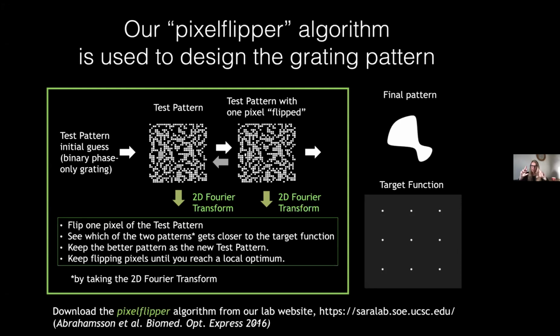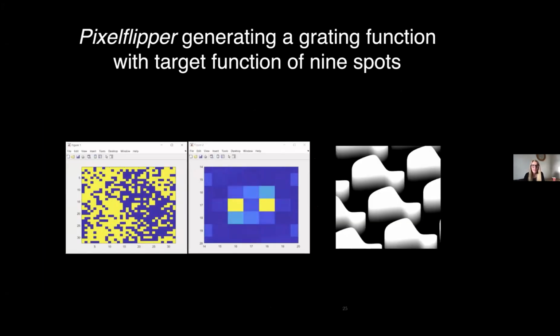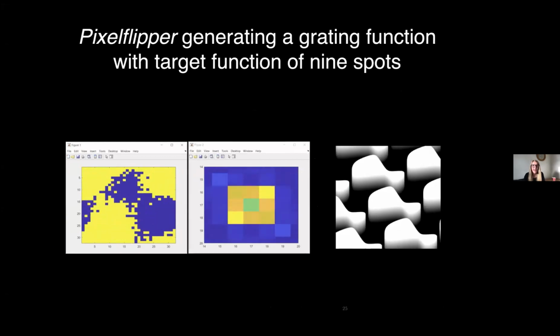But here we're making these spots, right? So here's the pixel flipper running, and you can see on the left here, we're generating the pattern, and on the right, these are the 9 central diffractive orders, so the positive and negative and 0th diffraction order. And it's really cool, and we can use this to design basically any grating function we want. This is probably the most boring one you'll ever see. It's a 3x3 fan-out array.